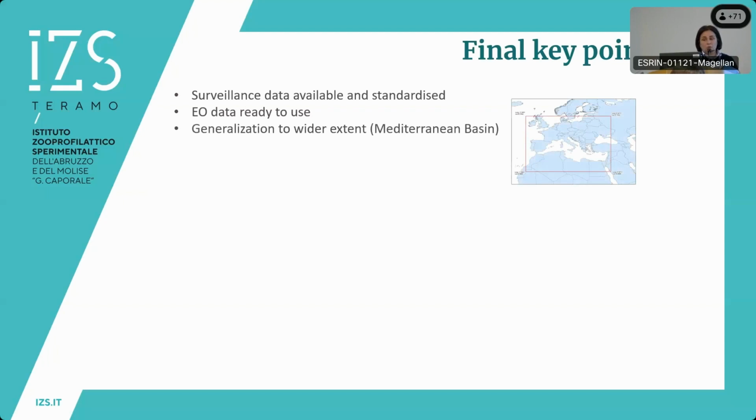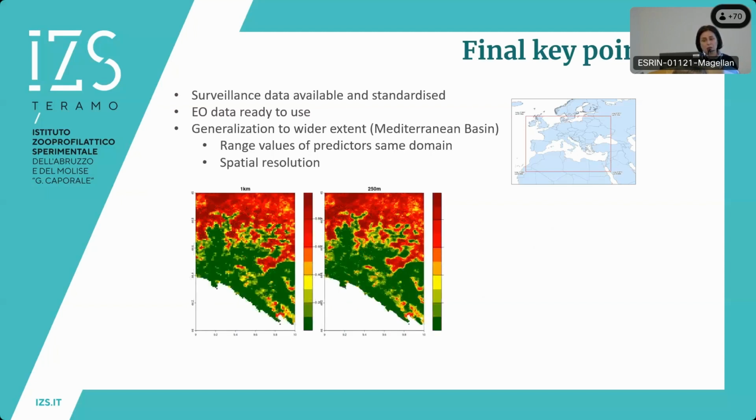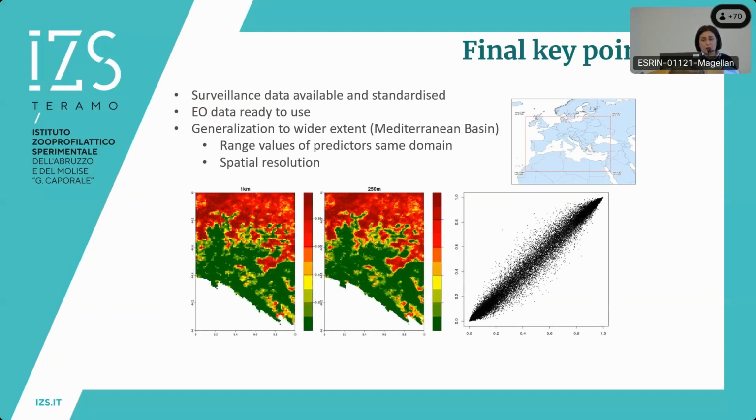We might want also to generalize this model to a wider extent. And this is one of the points that we are trying to develop in the 2 years project that we are currently running with ESA, extending to the Mediterranean basin. But of course, we have to verify some predictors and also to address questions about the spatial resolution. If we extend the range, of course, we have to reduce the resolution. But this is something that we have already checked. And for example, for this kind of model, there is not much difference. If we go from 250 meters to 1 kilometer, the correlation is very high.